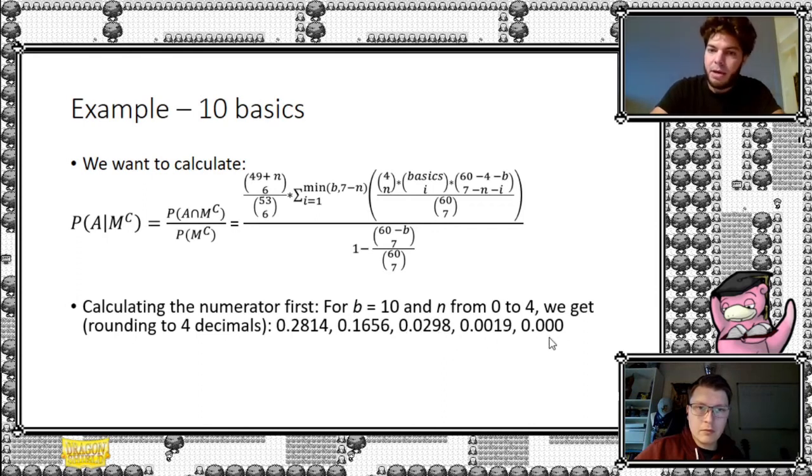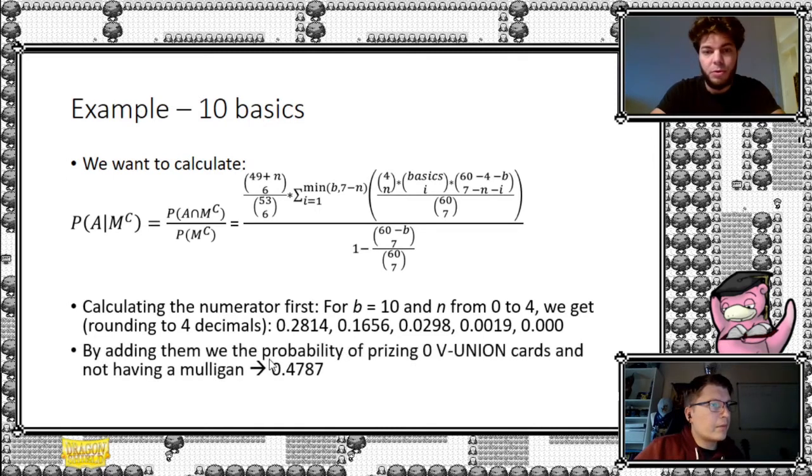If we add all these probabilities together, we get the probability of not prizing any V-Union cards, regardless of how many we drew into our opening hand. And we see that it is close to 48%. That's quite often. Quick math would tell you that's about half your games, right? So that's a lot.